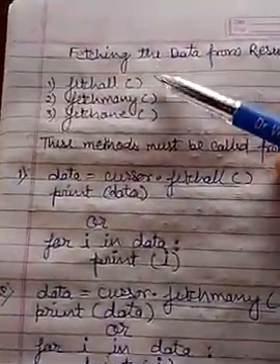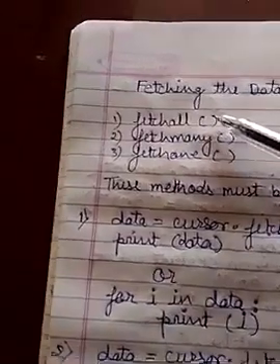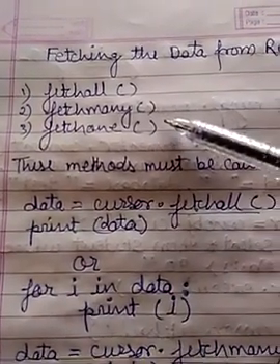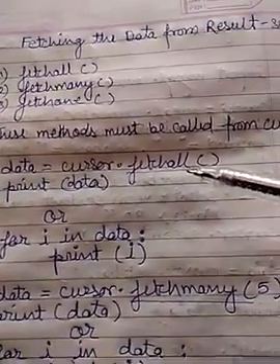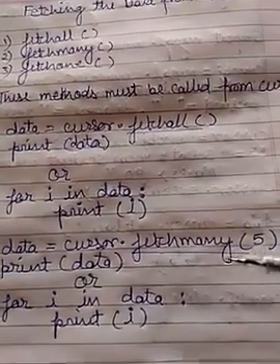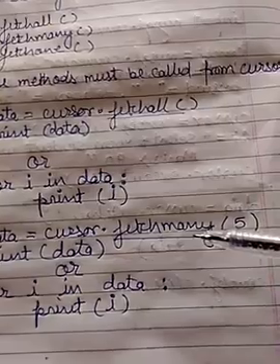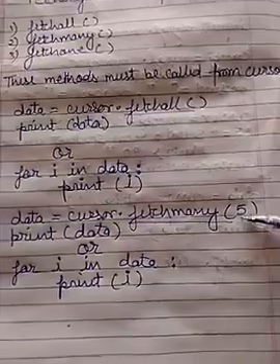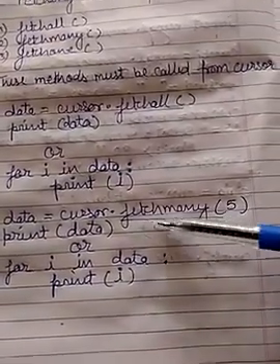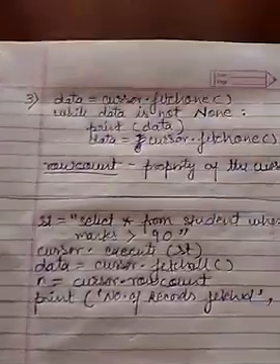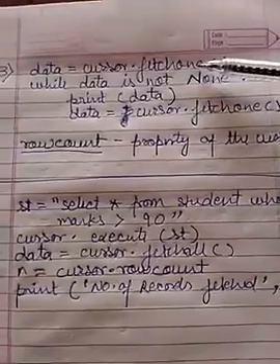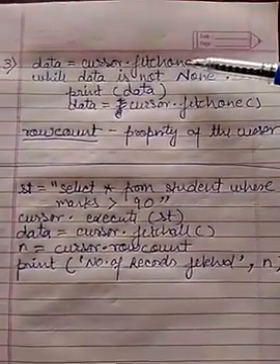So let us revise. There are three functions available for fetching the result. First is fetchall, another is fetchmany, and the third one is fetchone. Fetchall function fetches all the records from the result set. Fetchmany function fetches the number of records specified. Suppose in this example we have specified to fetch 5 records, that's why we have written fetchmany 5. Now the third function is fetchone. It will fetch the first record from the result set. If there is no record, then it returns None.